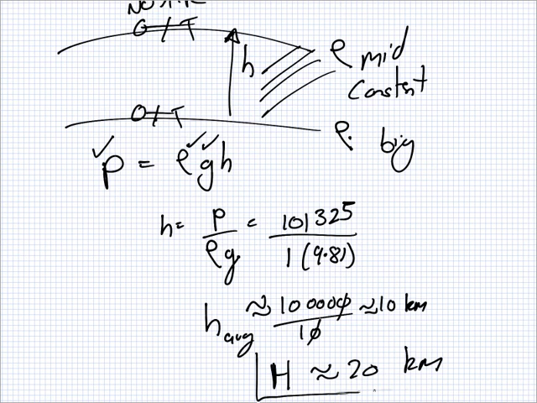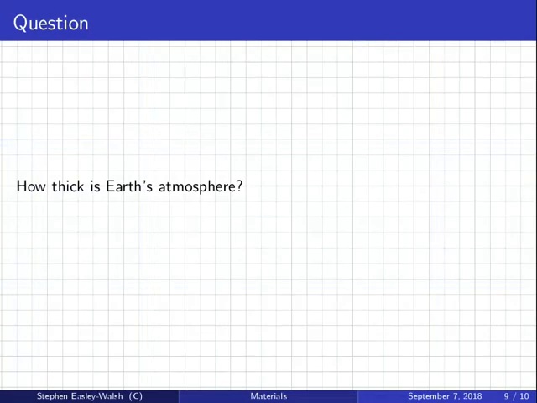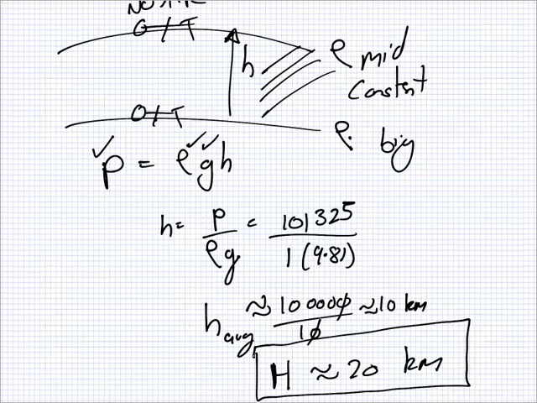Why don't you Google how thick is the Earth's atmosphere? It has many layers. I'm just talking about the lower levels, the level that we live in. How thick is that? I think you should get something close to 20 kilometers. How thick is the Earth's atmosphere? 16 kilometers. Yeah, 16 kilometers, okay.